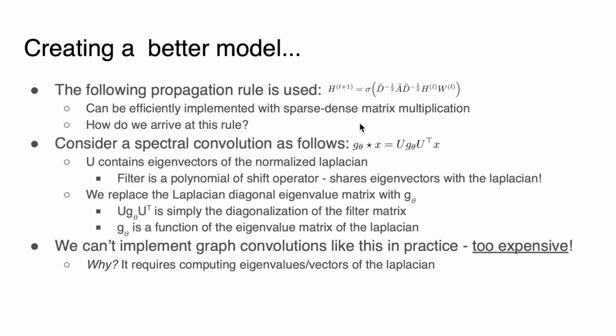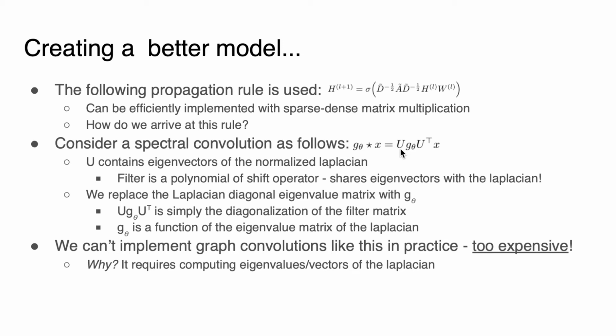And their argument basically says that this rule can be seen as an approximation to a spectral graph convolution. So if we consider a spectral graph convolution given by the expression seen here, then we can notice a couple of things. First of all, this convolution includes the U matrix seen here, which is the eigenvector matrix of our Laplacian. Now, why is this?